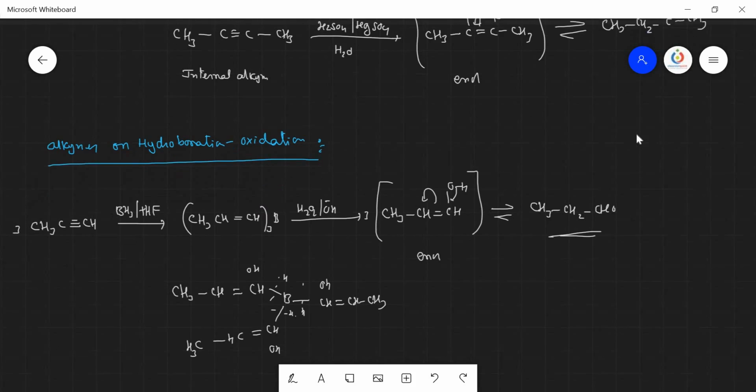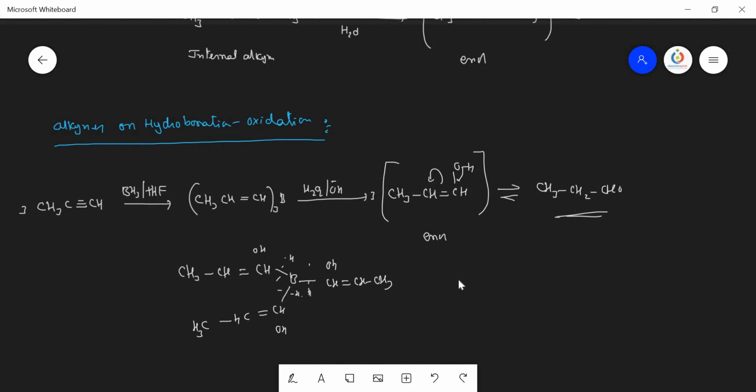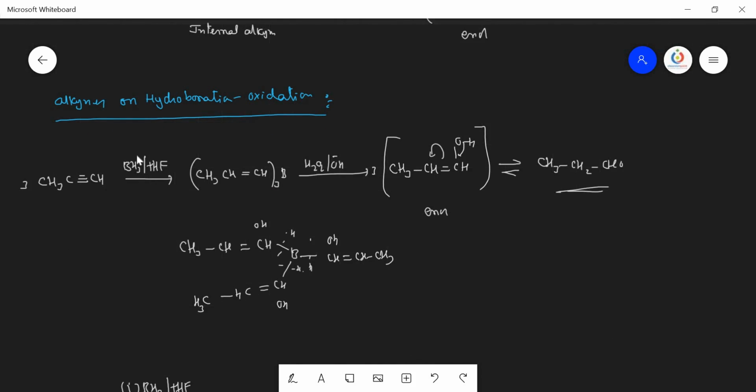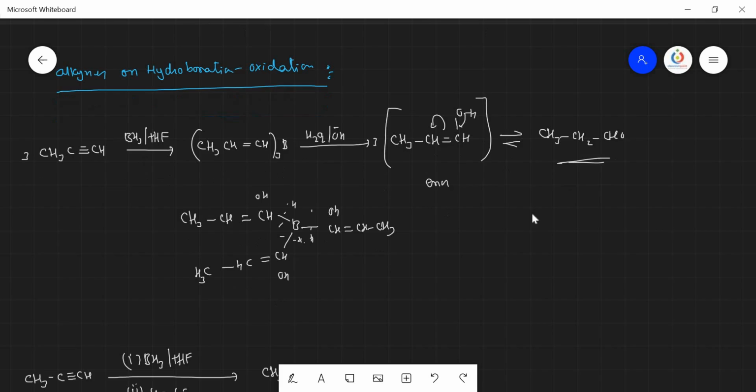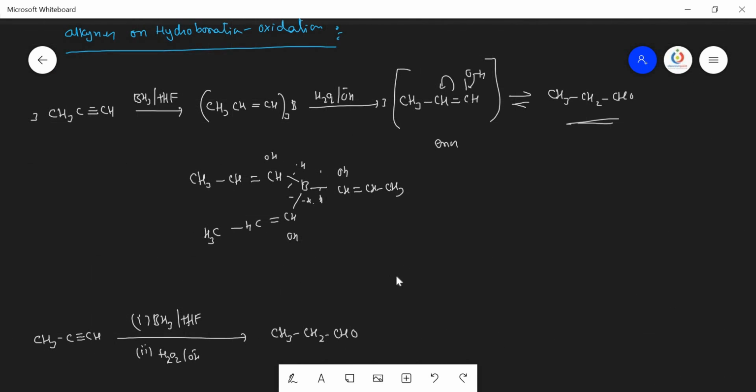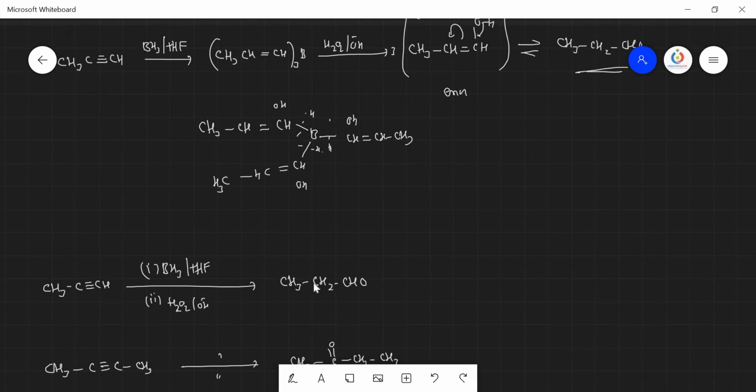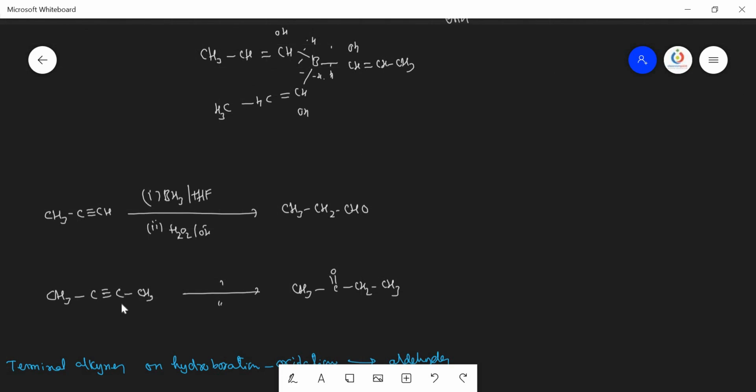Now, let's discuss the hydroboration oxidation of alkynes. If you subject alkynes to hydroboration oxidation, they initially give a trialkenyl-substituted boron, which on hydrolysis with H2O2, OH- gives the enol and then the aldehyde. So terminal alkynes on hydroboration followed by oxidation give aldehydes, whereas internal alkynes give ketones.